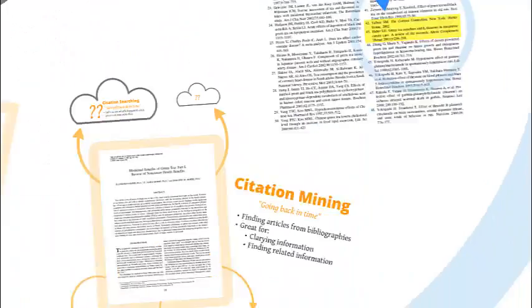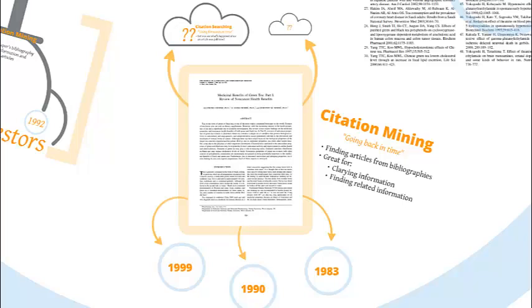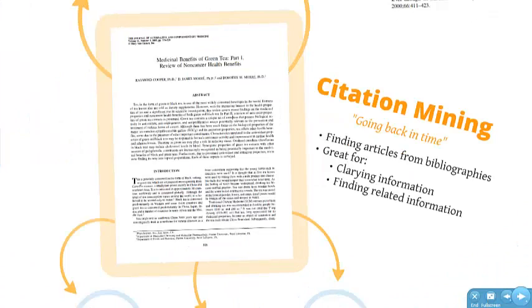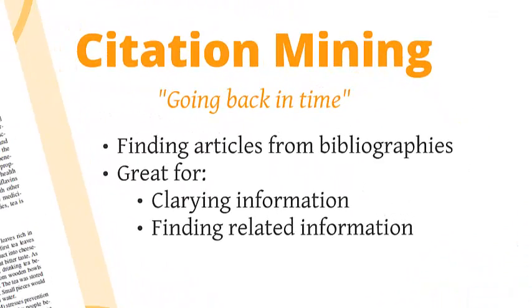What this means is that you can find one really great article and you can often use the references from that article for your research as well. Sometimes librarians call this citation mining, but it's really just a simple process of finding a citation from a bibliography or a reference list and looking up that article. I like to think of this as traveling backwards in time to find information.